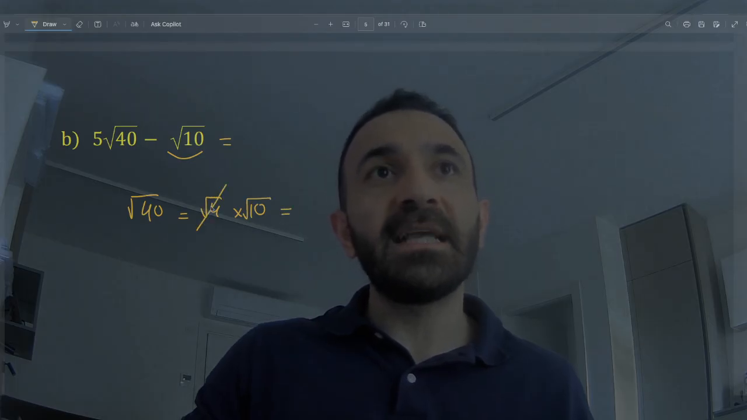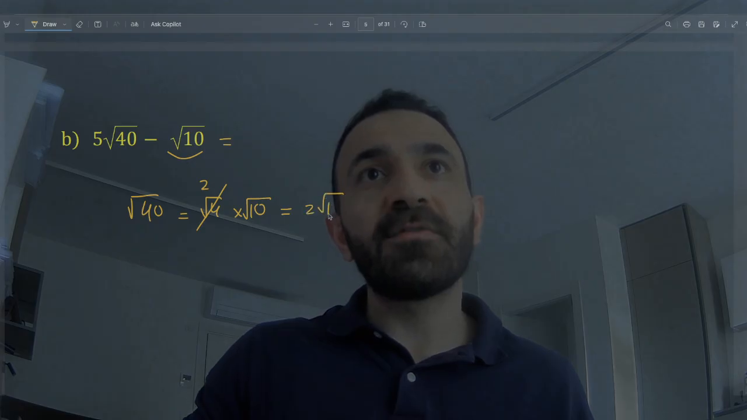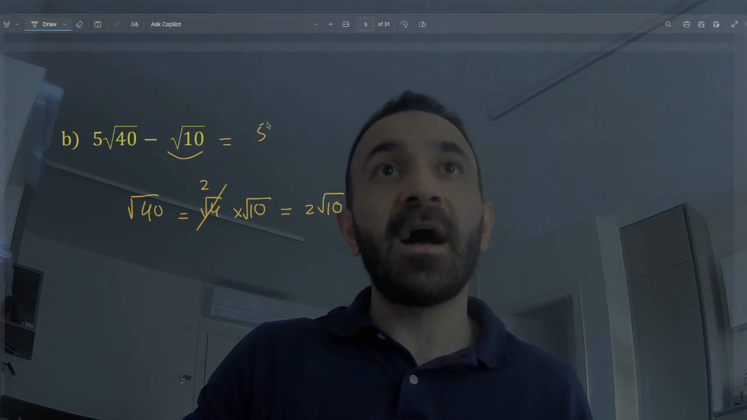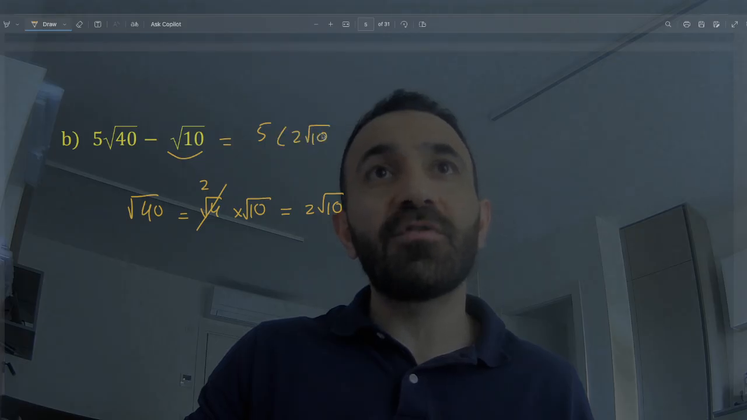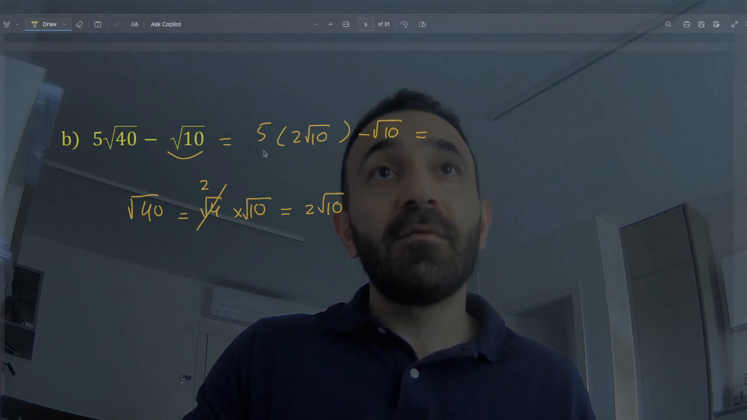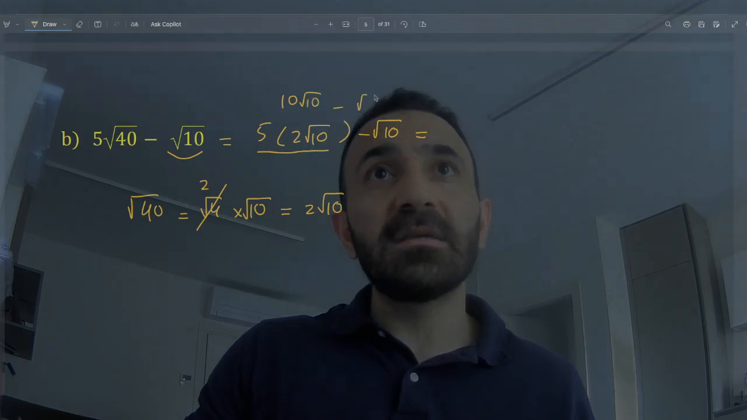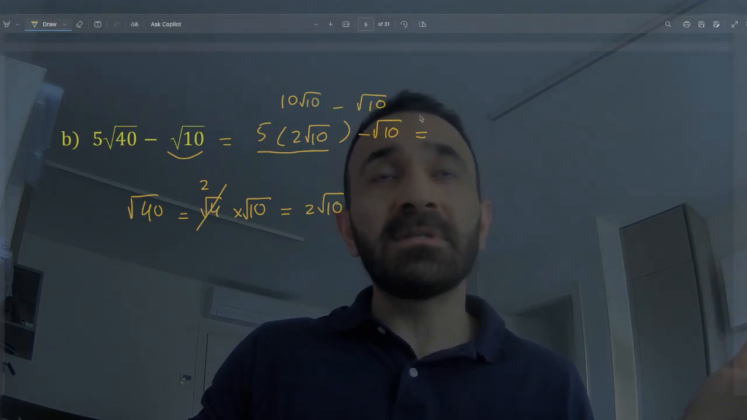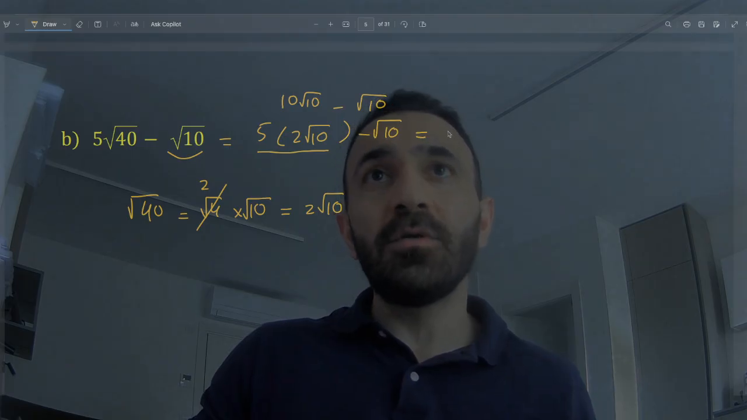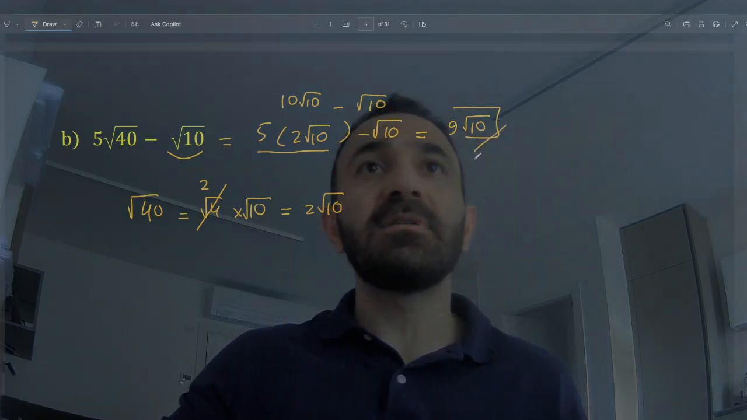The square root of 4 is 2. And the square root of 10, I cannot simplify. So it's 5 times 2 square root of 10 minus square root of 10. 5 times 2 square root of 10 is 10 square root of 10 minus square root of 10. 10 apples minus 1 apple gives you 9 apples. 9 square root of 10.